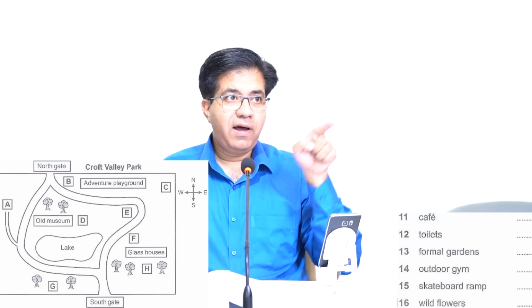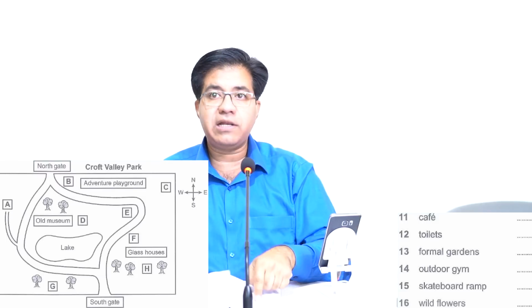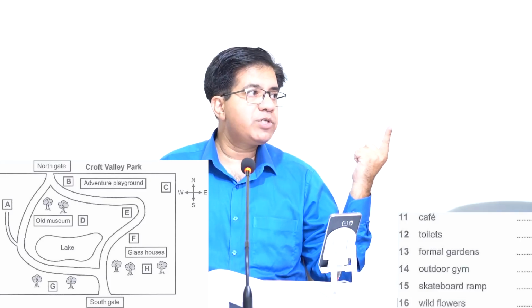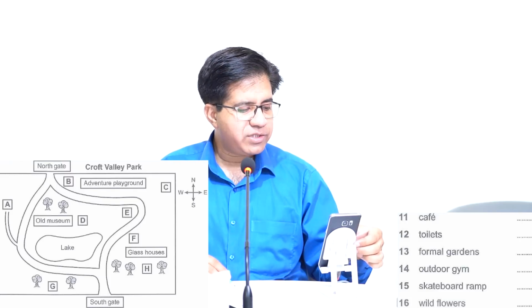A. Little path that leads off between the lake and museum. So that little path, and there is only one option, that is option A, right? I'm playing it again, some of you missed it.